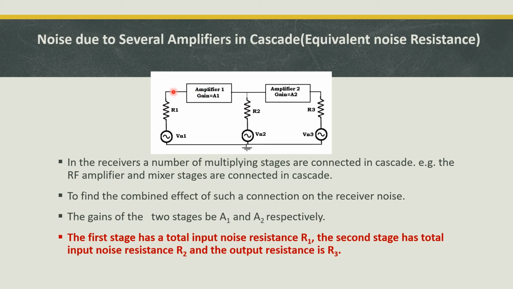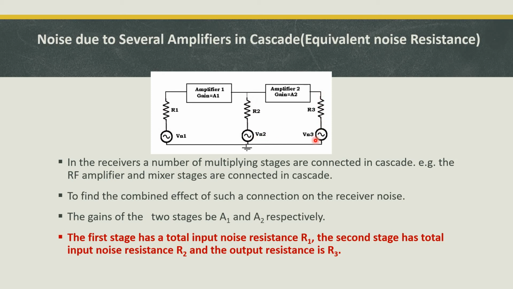So here the input noise is represented as R1, the noise voltage is VN1, and input noise to the amplifier 2 is R2 and the corresponding noise voltage is VN2. In a similar manner, the output of amplifier 2 noise is represented as R3 and EN3. So R1's noise generated voltage is VN1, R2's noise generated voltage is VN2, R3's noise generated voltage is VN3.